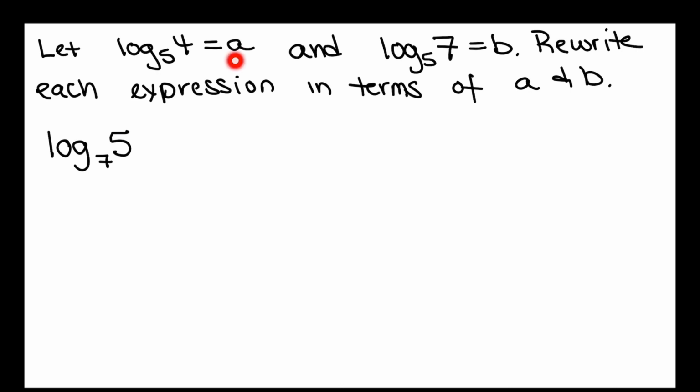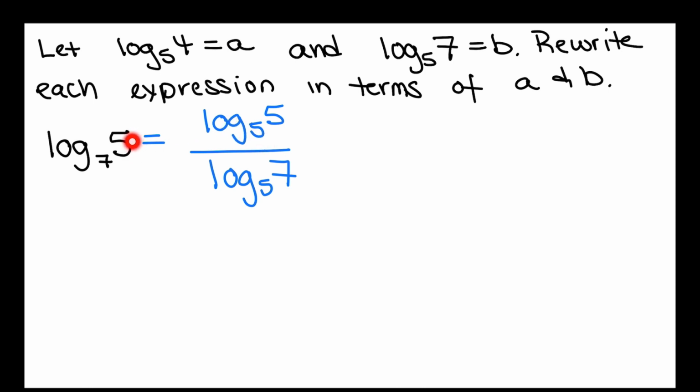So I notice my expressions for a and b both have base 5. So I'm going to start by using my change of base formula, and I'm going to change this to base 5. Using that change of base formula, I get log base 5 of 5 divided by log base 5 of 7. Log base 5 of 5 is 1. 5 to the 1 is 5. And according to the instructions, log base 5 of 7 is b, so I can rewrite this as 1 divided by b.